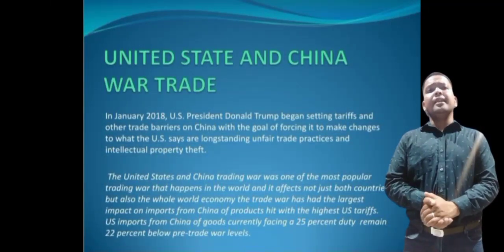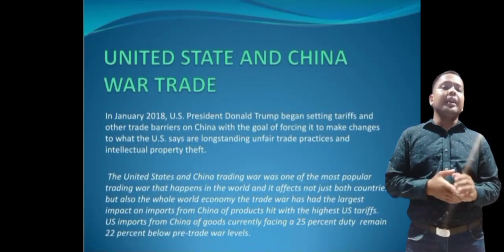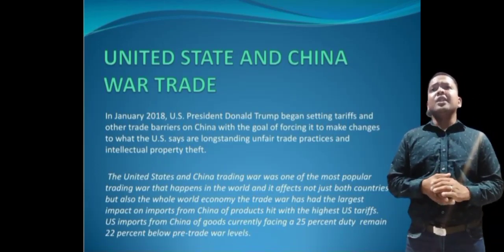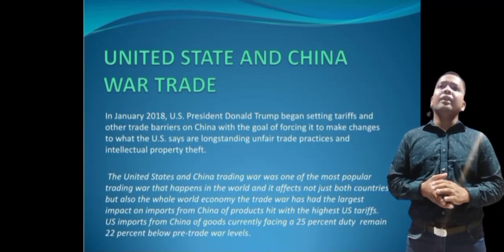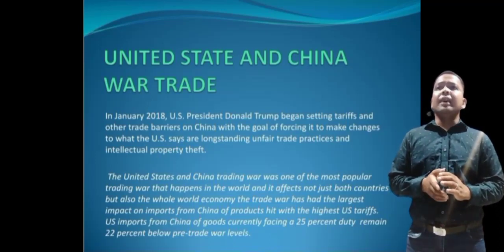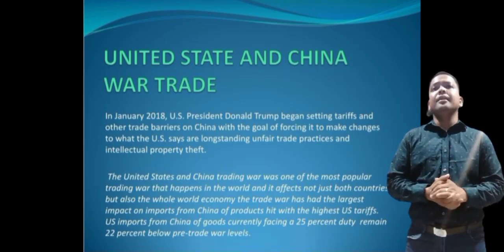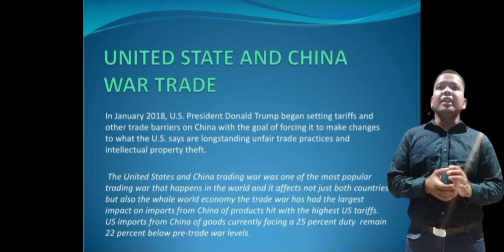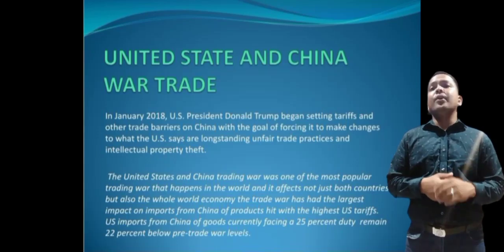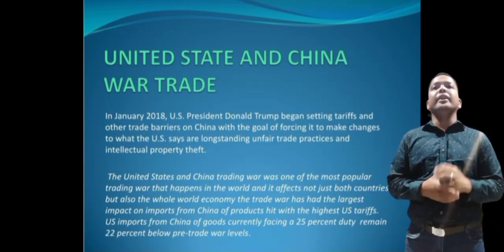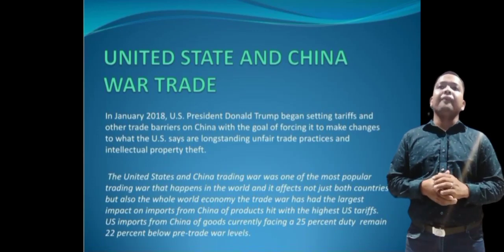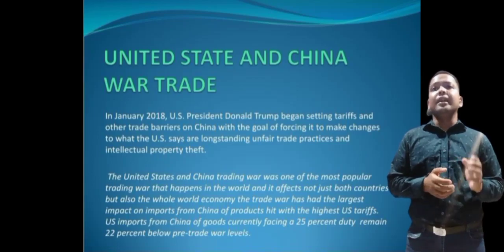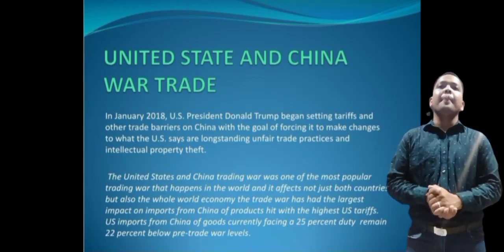So the next slide is the United States and China trade war. The trade relationship between China and the United States has been complex and at times contentious. The two countries have had long-standing economic interdependence, with China being a major exporter of goods to the United States and the United States being a major importer of Chinese goods. However, tensions have arisen over issues such as intellectual property theft, market access, and currency manipulation, with the United States accusing China of unfair trade practices.